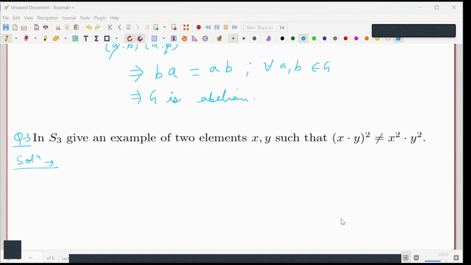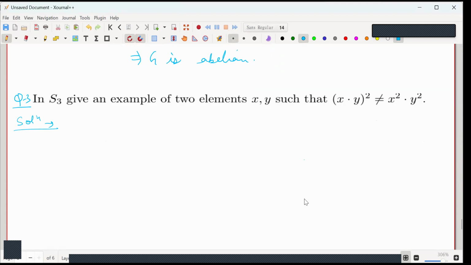So, what are the two elements that you are thinking of? Maybe we can verify it together. (1 2) and (1 2 3). I'm still not sure. X is (1 2), Y is (1 2 3). Then what is X squared? X squared is identity. What is Y squared? Y squared is (1 3 2). What is X times Y?